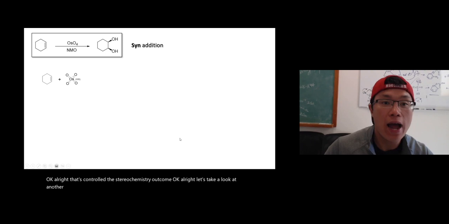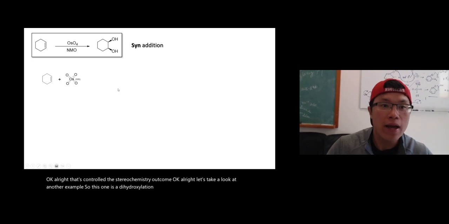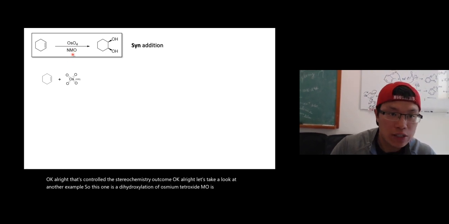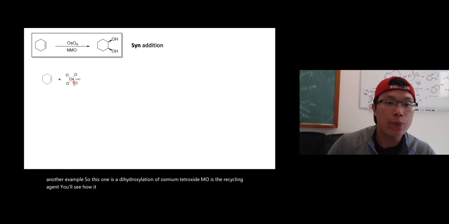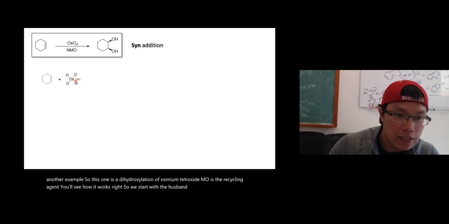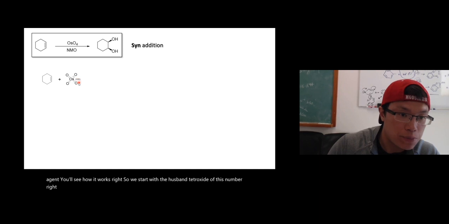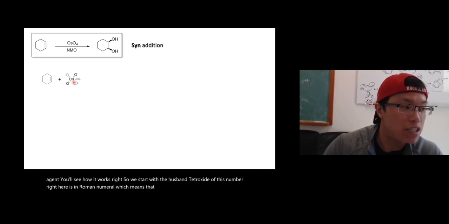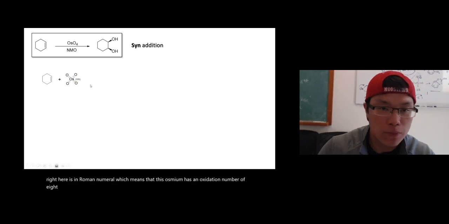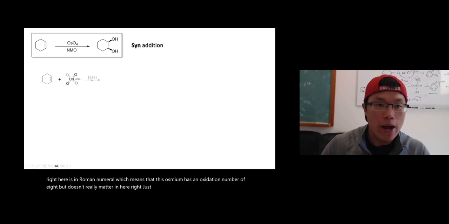This one is a dihydroxylation with osmium tetroxide. NMO is the recycling agent. You'll see how it works. We start with the osmium tetroxide. This number right here is a Roman numeral, which means that this osmium has an oxidation number of 8, but it doesn't really matter here. Just focus on the mechanism. It goes like this.